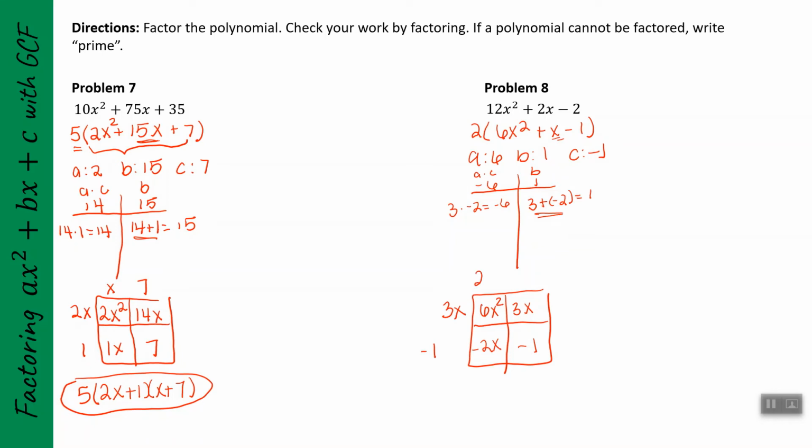3 times 2 is 6, and I need x squared, so I need that x times x. 2x times negative 1 is negative 2x, so that works. 3x, well, those are exactly the same, so all I need to do is multiply it times 1. 1 times negative 1 gets me negative 1. Perfect, all four boxes work. Don't forget to pull down this 2 here. So 2, and then we have 3x minus 1, 2x plus 1. And that's how we factor trinomials.